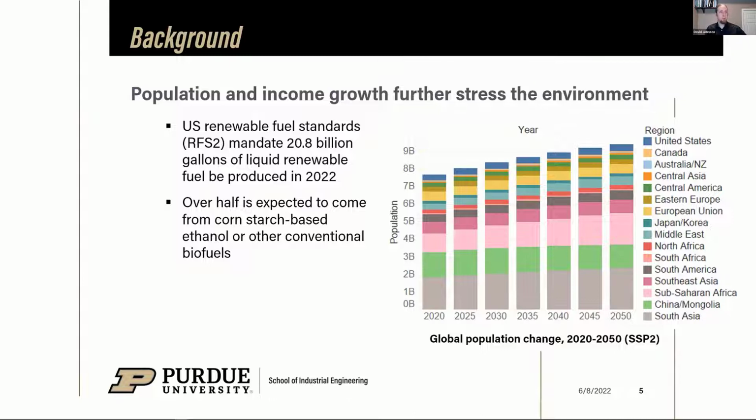We were looking at the actual mandates for production in the year 2020, and then changes to the RFS2 mandates as they are required over time to grow. Over half of those production mandates are expected to come from corn, starch-based ethanol, or other conventional biofuels. And so we were looking at demand for corn as kind of a proxy for the biofuels demand here. But biofuels demand is represented as an exogenous shock for demand for corn and soy in the corn and soy version of the Simple G model.